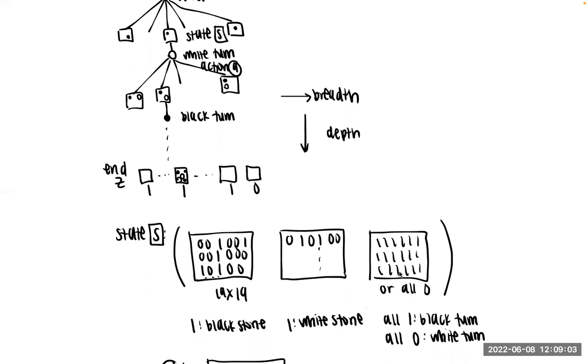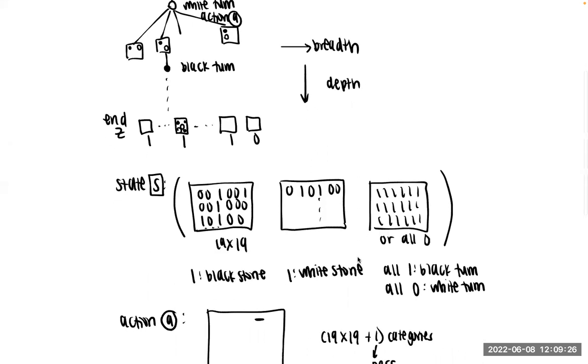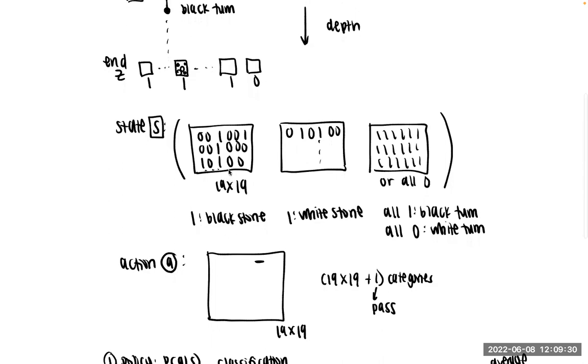And the third channel is either all 0 or all 1. If it is black's turn, it will be all 1. If it is white's turn, it will be all 0. That's enough for us to represent the current state of the board. So S can be considered as a 3-channel, 19 by 19 image. And then for the action A, given the current state, you just place your stone in a certain position. Because this is 19 by 19, there are 19 by 19 choices where you place your stone. And you also add 1 for the pass, which means you do nothing and let your opponent do the next move. So you can think of this as 19 by 19 plus 1 categories.